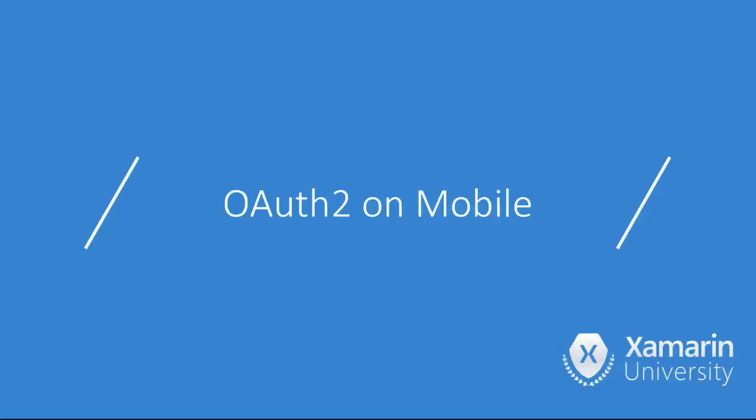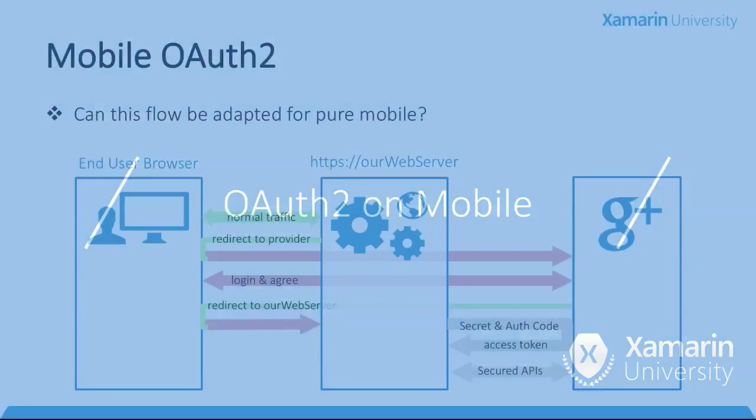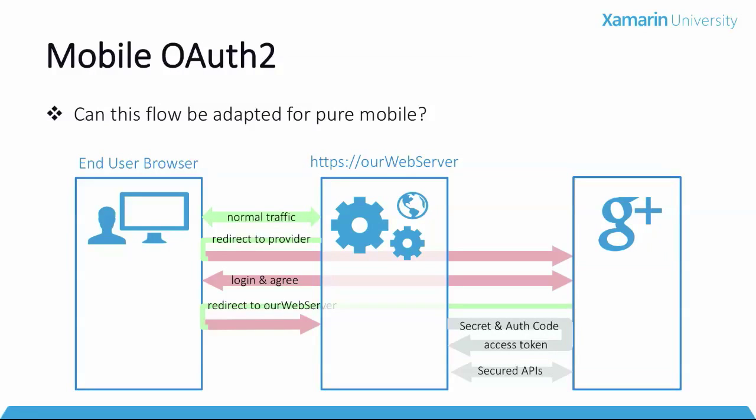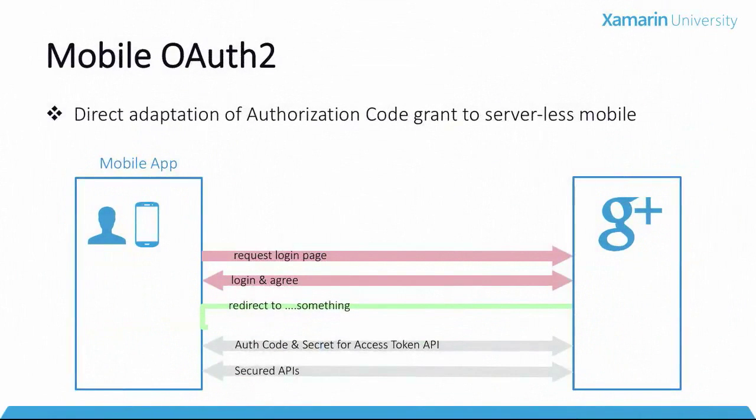So then how does this apply to mobile? Well, if we go back and look at the scenario we were just talking about, this authorization code grant type and the flow that goes along with it, can we simply adapt this to mobile? Can we simply change the browser to a mobile app and pull the web server right out of the scenario? Well, let's take a look at what that looks like.